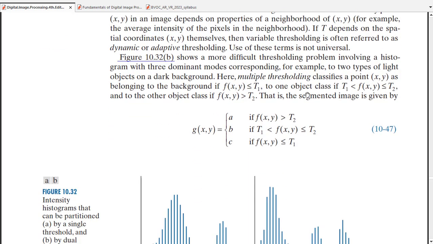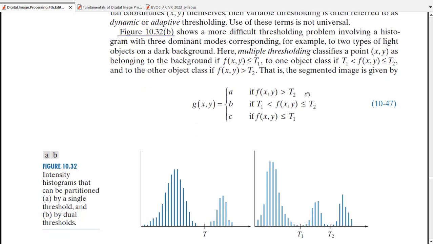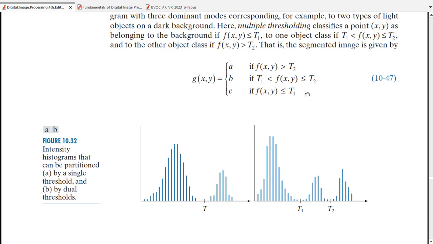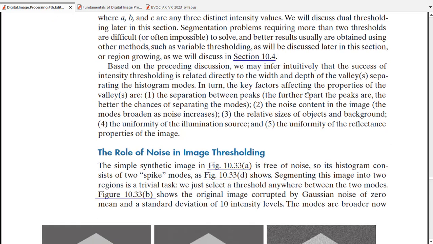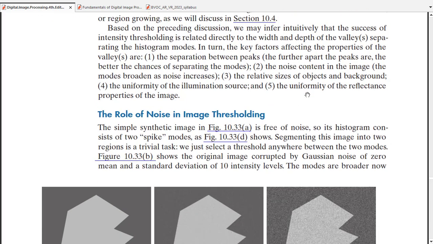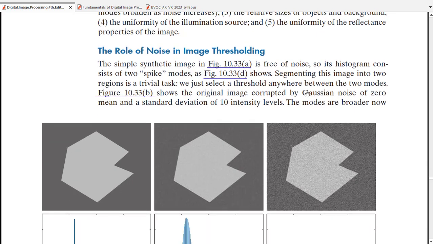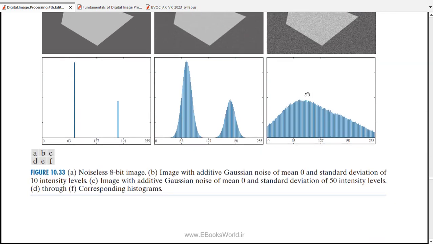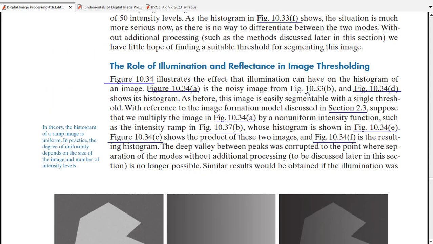Here we have different types of thresholds, two or three, a multiple threshold model designed with a background or foreground, and in between, the gray level. So there are two thresholding levels for three regions. The role of noise in image thresholding is analyzed from the information of this image threshold.